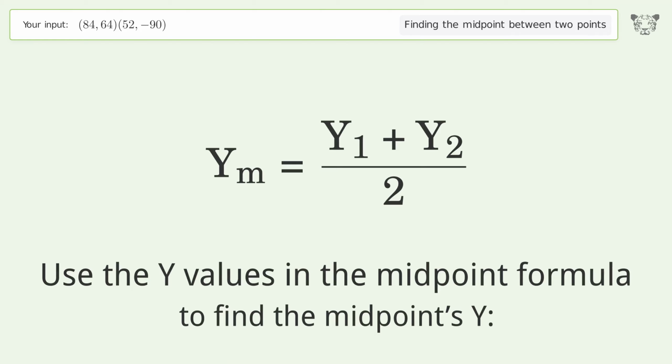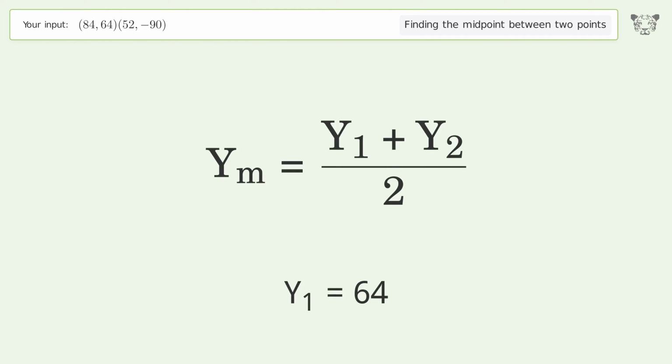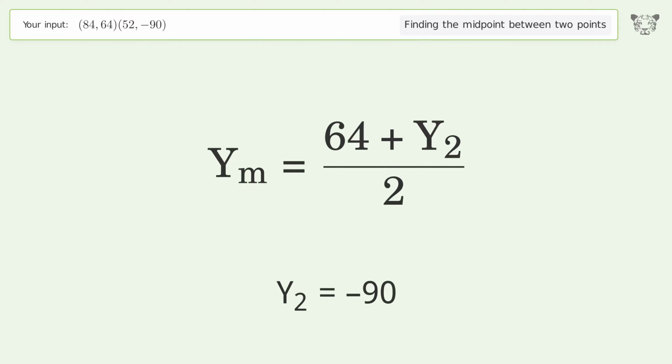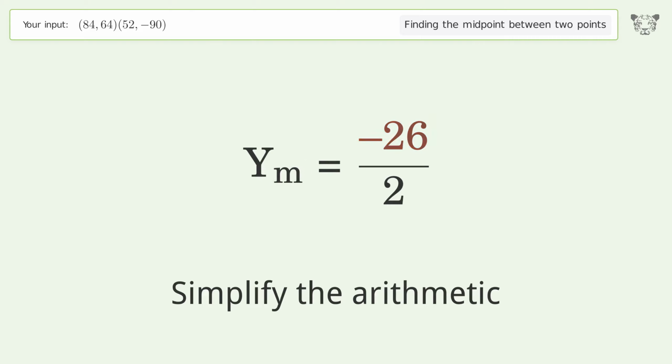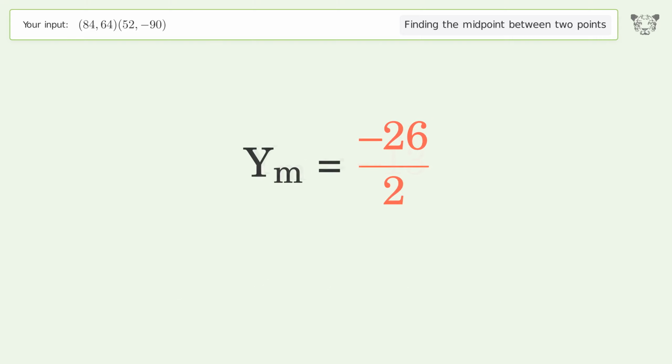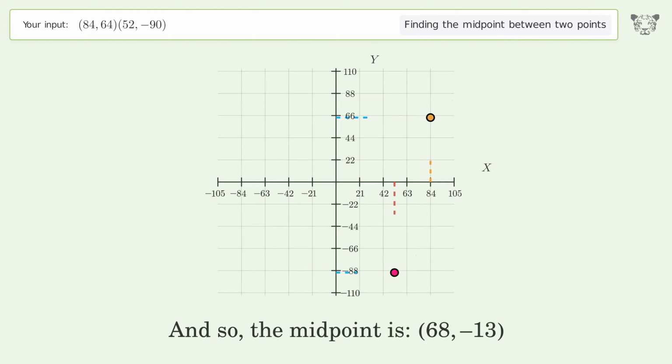Use the y values in the midpoint formula to find the midpoint's y. y1 equals 64. y2 equals -90. Simplify the arithmetic. And so, the midpoint is 68, -13.